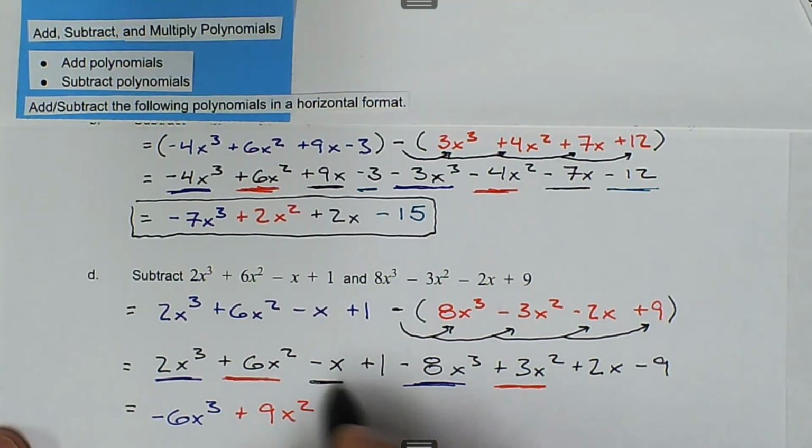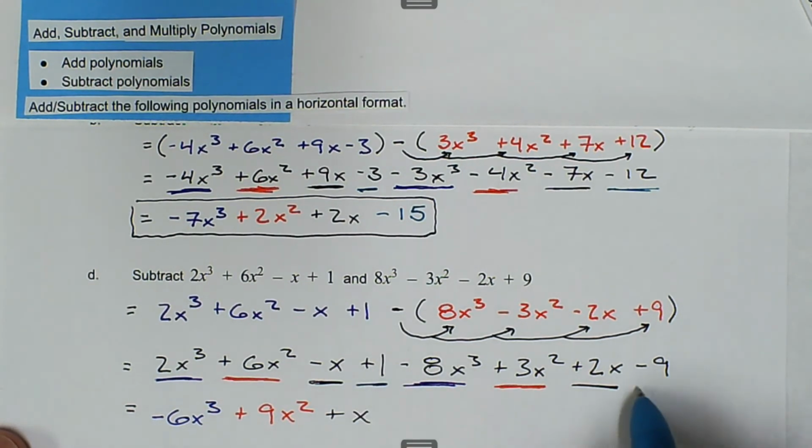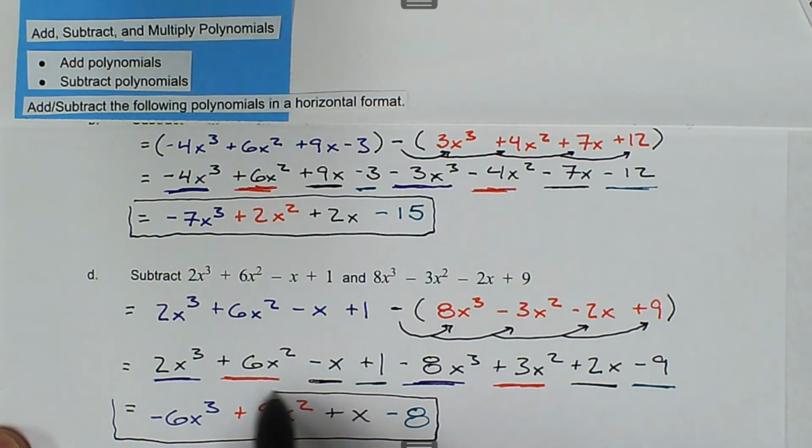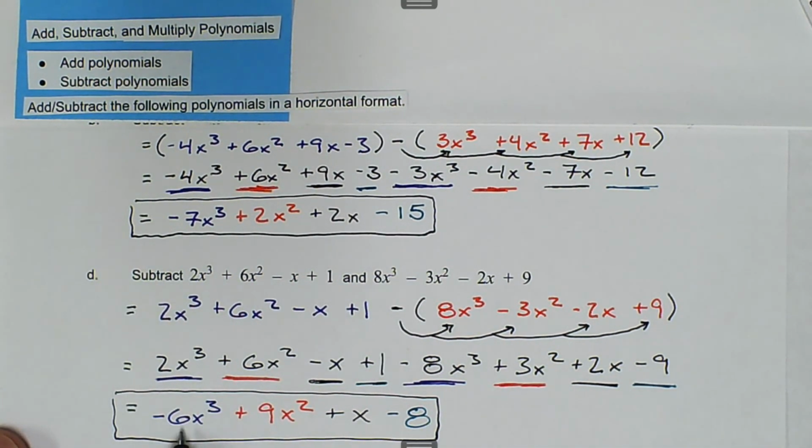Then we have a negative x and a positive 2x, so 2 minus 1 stays positive, so that's just going to be plus x. And then last we have a positive 1 minus 9, so that becomes negative 8. And then this is the answer in standard form. Standard form means the highest degree first, and then they go down from there. So 3, 2, 1, 0.